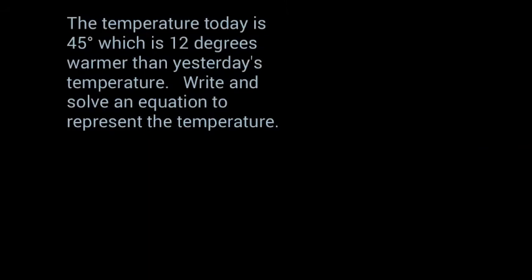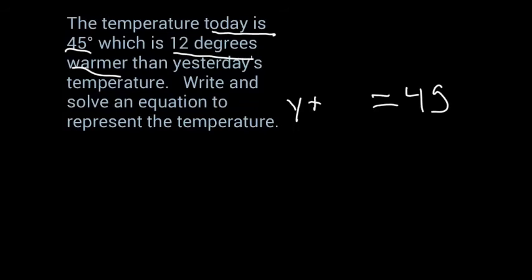Alright, let's do a word problem. The temperature today is 45 degrees, which is 12 degrees warmer than yesterday's temperature. Write and solve an equation to represent the temperature. First thing is, today's temperature is 45 degrees. When we write our equation, anytime you see the word is, that means something's going to equal 45 degrees. So we'll just put equals 45. And it's 12 degrees warmer than yesterday. So if we have yesterday's temperature, we'll call that y, plus 12 degrees, we're going to get today's temperature of 45. So our equation is y plus 12 equals 45.